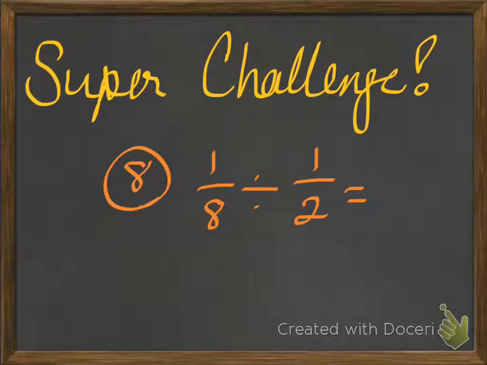All right, so this is a super challenge. This time you're going to divide a fraction by a fraction, and I want to give you the hint that you always, always, always find the inverse of the divisor. So whatever is doing the dividing. So it's always going to be that second number after the division symbol. That's always what you're going to flip. All right, so give that one a try.